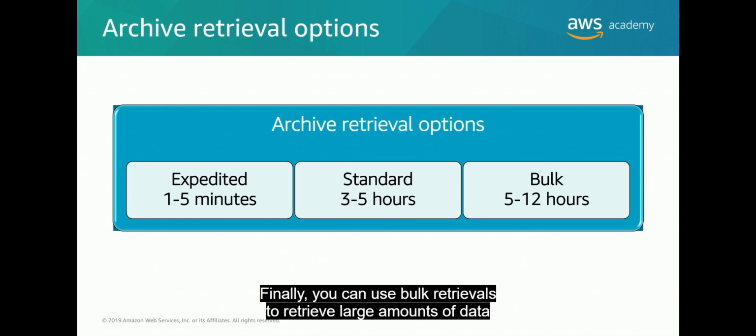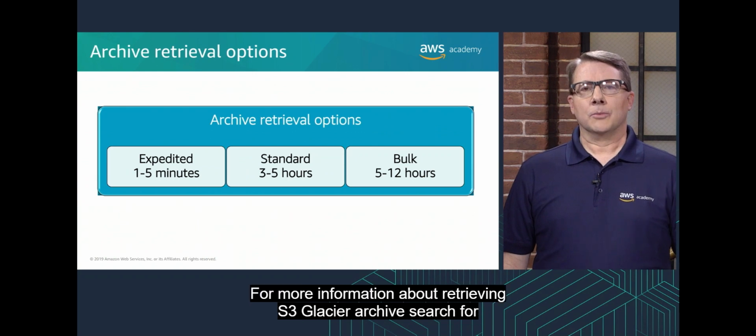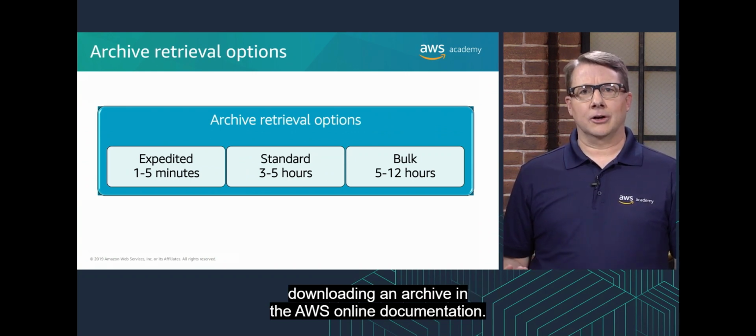Finally, you can use bulk retrievals to retrieve large amounts of data inexpensively in a day, including petabytes of data. Bulk retrievals typically complete within 5 to 12 hours. For more information about retrieving S3 Glacier archives, search for Downloading an Archive in the AWS online documentation.